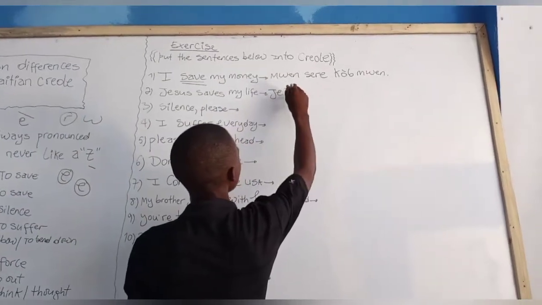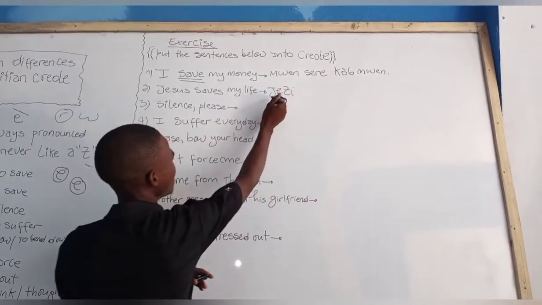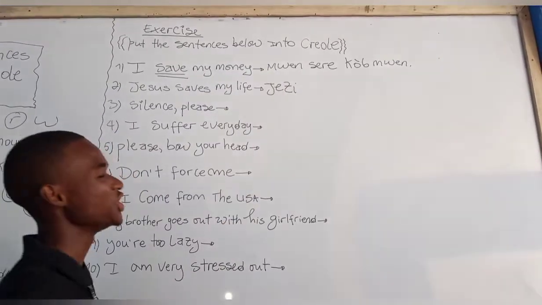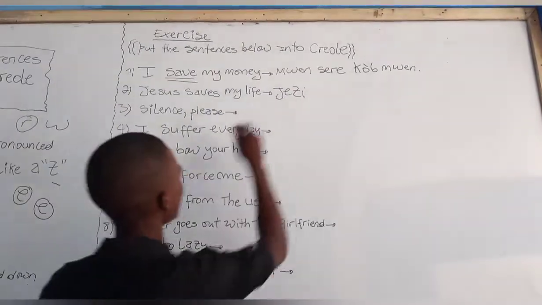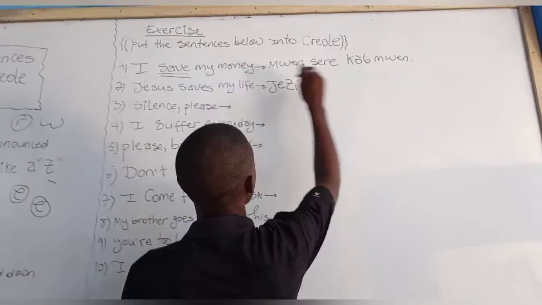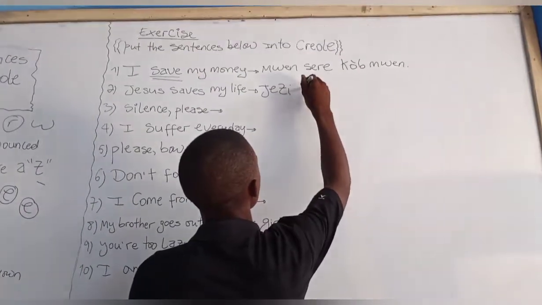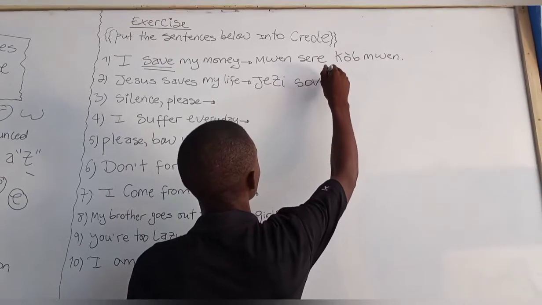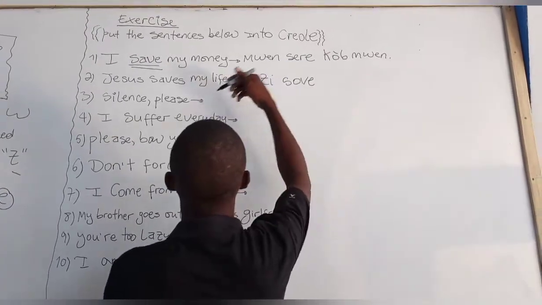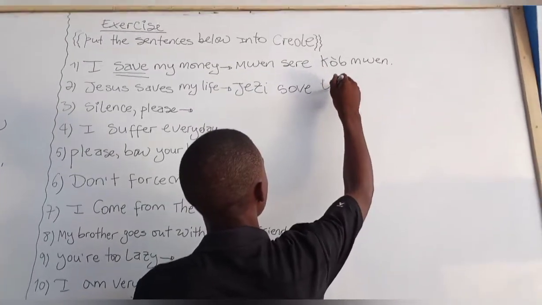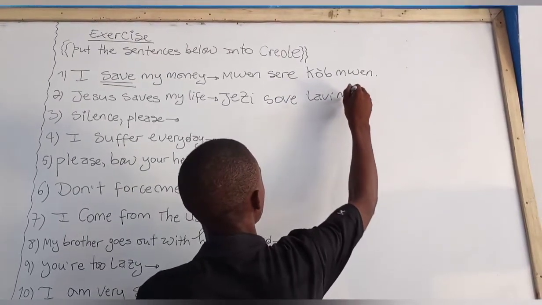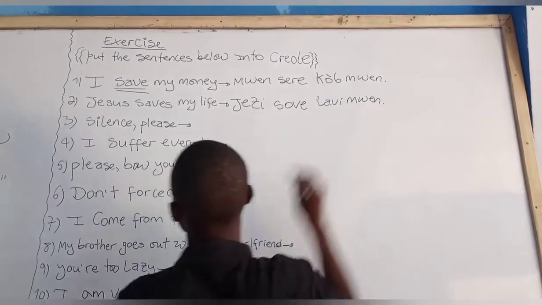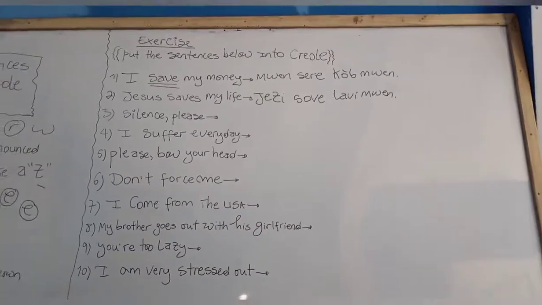So J, Z. Remember this letter, it doesn't have a D. J-Z. How do you say save? It's sauver. Sauver. My life. La vie. Moi.